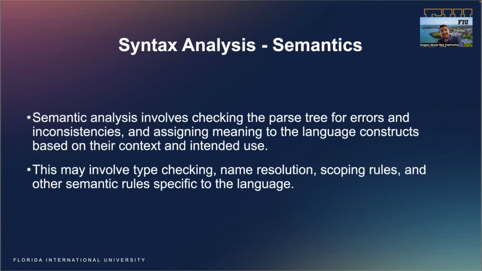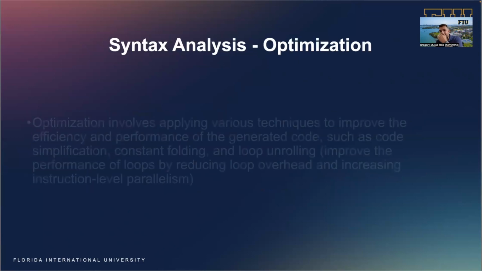Semantics, which is the next step, is going to check for errors that, even though they passed the syntactic analysis, might cause issues later in the execution, like type checking. Maybe there will be some problems with types as your code executes, some name resolution that you might have done wrong, scoping rules, and some other semantic rules specific to the language that you chose. So maybe it will go through the syntax analysis, it's syntactically correct, but it might fail in semantics. So this is the next step.